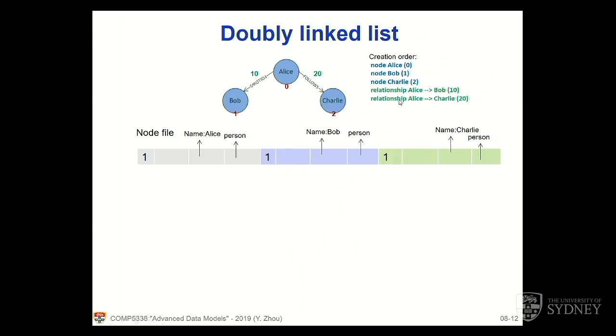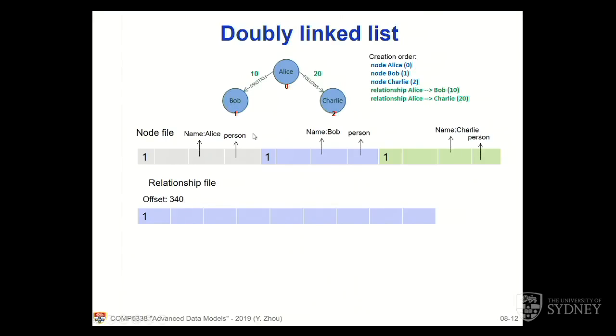And then we create the 2 relationships. They are stored in the relationship file. So that's the one representing this relationship with ID 10. It's at offset 340 because it's 10 times 34. And again, the first is the in-use flag, 1. And then this one is from Alice to Bob.